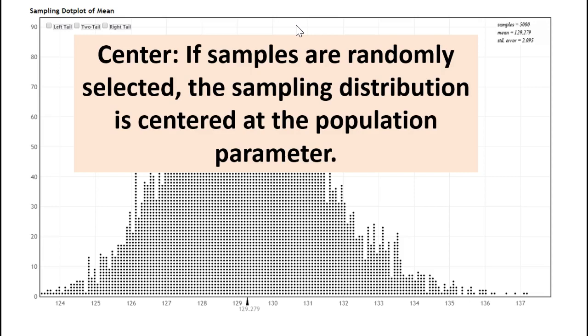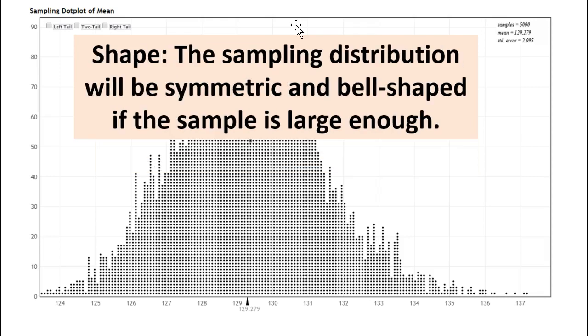First of all, we need to know where its center is. If the samples are randomly selected, the sampling distribution will be centered at the population parameter, and we saw that that was true for the horse racing data. Shape. For each of the statistics on page 2, the sampling distribution will be symmetric and bell-shaped if the sample is large enough.